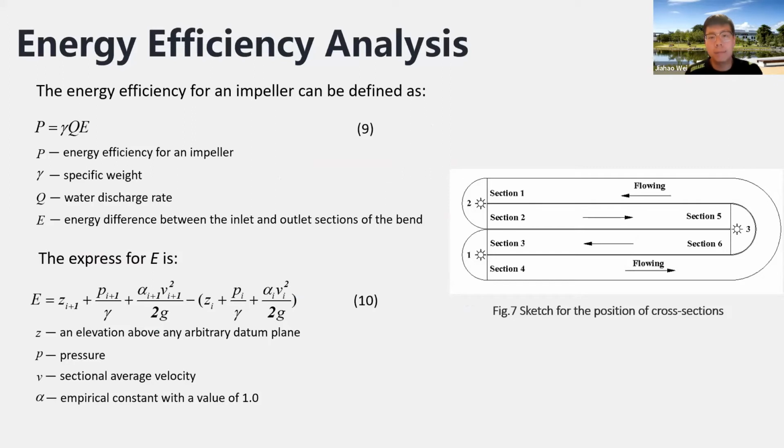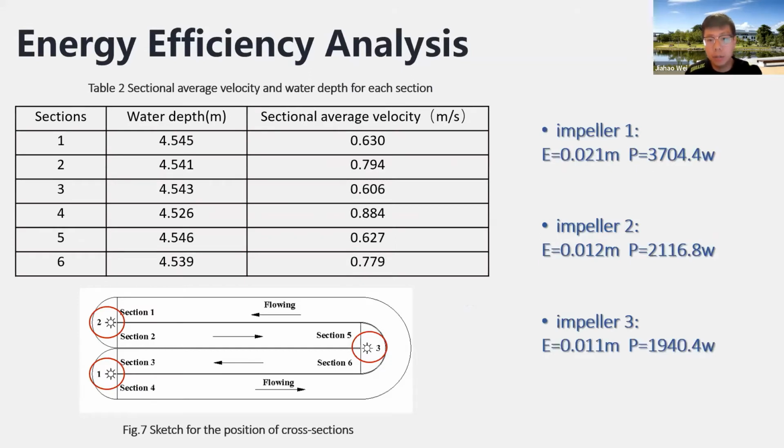This is the calculation method of energy efficiency. And then substitute the data in Table 2 into equations 9 and 10. The energy difference E and energy efficiency P can be obtained.